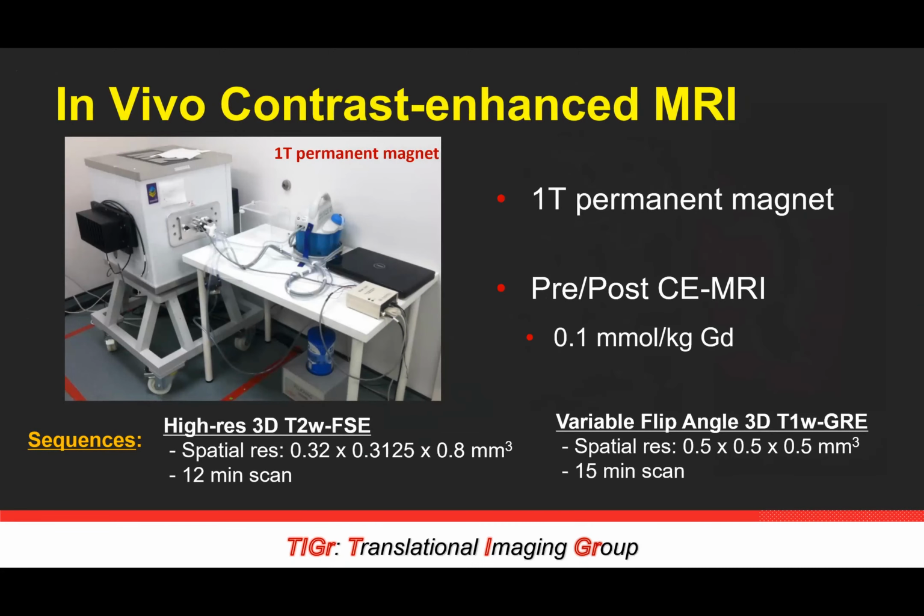So as I mentioned, this is a murine research model, and we are looking at a pregnant mouse model, and we're using 1 Tesla permanent magnets that are developed by Aspect. The 1 Tesla permanent magnet is a pretty useful system for us.